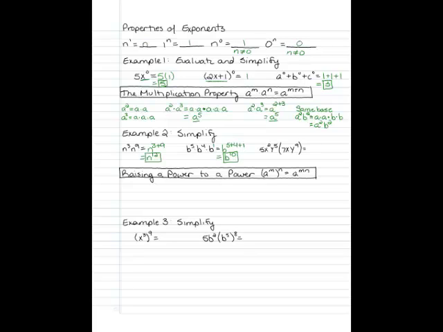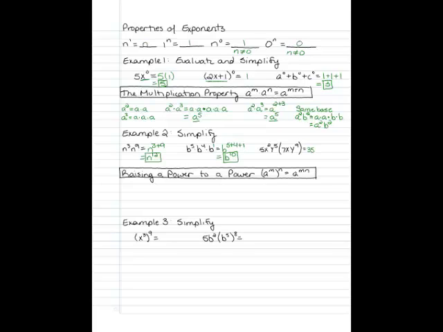Now this last one is getting more complicated. We have numbers, we have x's and y's. The trick is multiply the numbers with the numbers and then apply the multiplication property to the like bases. So we're going to multiply the numbers with the numbers, the x's with the x's, and the y's with the y's. So this is going to give us 5 times 7 is 35.